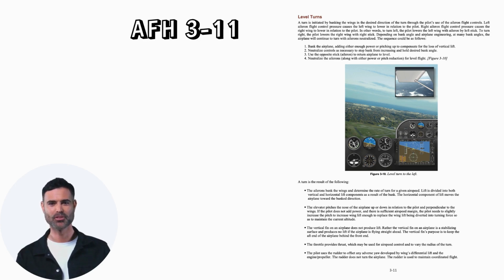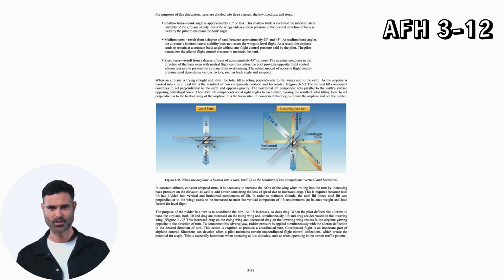The pilot uses the rudder to offset any adverse yaw developed by the wings' differential lift and the engine propeller. The rudder does not turn the airplane. The rudder is used to maintain coordinated flight. For purposes of this discussion, turns are divided into 3 classes: shallow, medium, and steep.